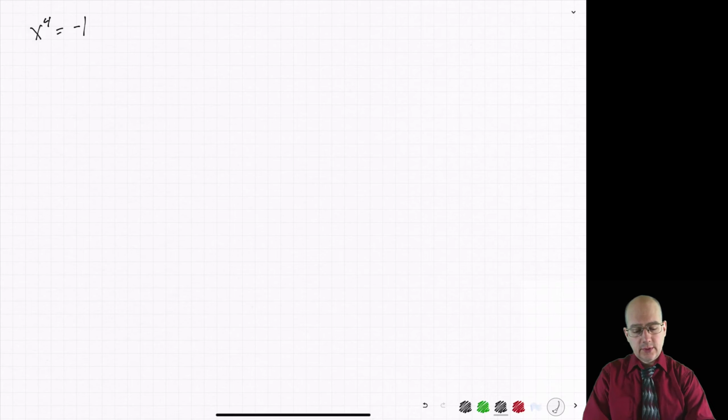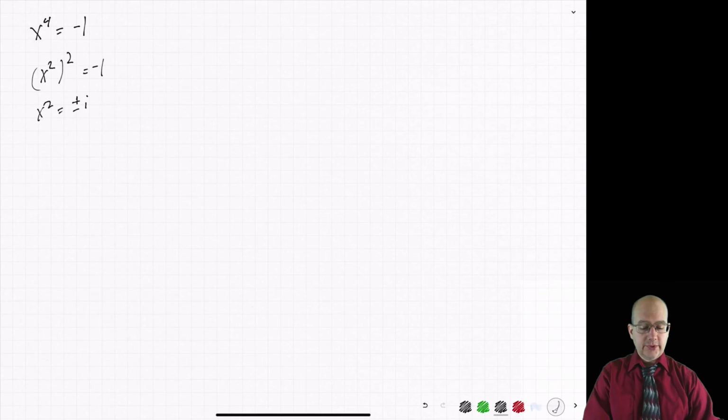Anyway, x to the fourth equals minus 1. What happens? Well, this is x squared equals minus 1. And what are the square roots of minus 1? It's plus or minus i. So x squared should be equal to plus or minus i. All right, so let's just look at x squared equals i, and so we want x equals the square root of i.